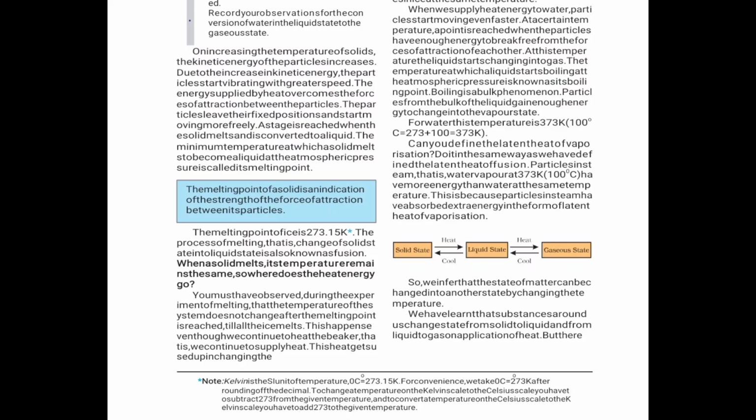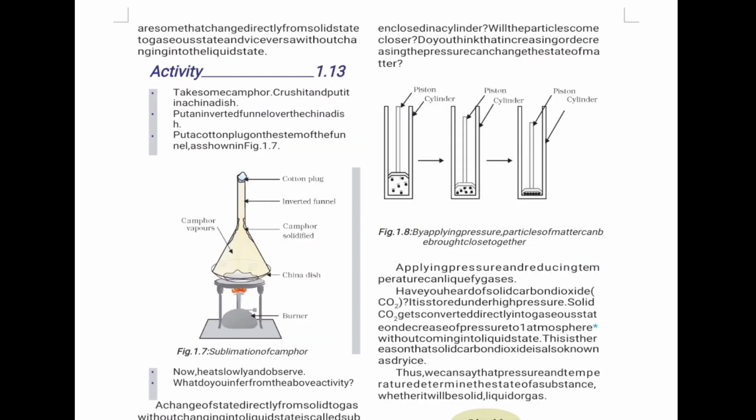So, we infer that the state of matter can be changed into another state by changing the temperature. We have learnt that substances around us change state from solid to liquid and from liquid to gas on application of heat. But there are some that change directly from solid state to gaseous state and vice versa without changing into the liquid state. Activity 1.13.